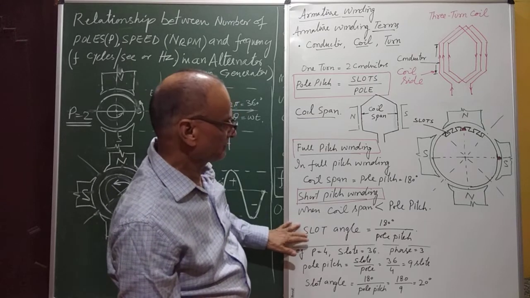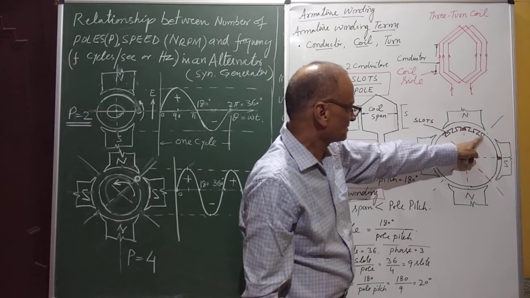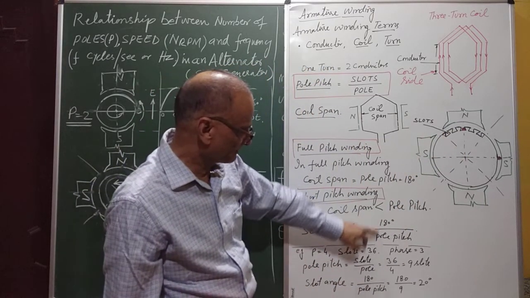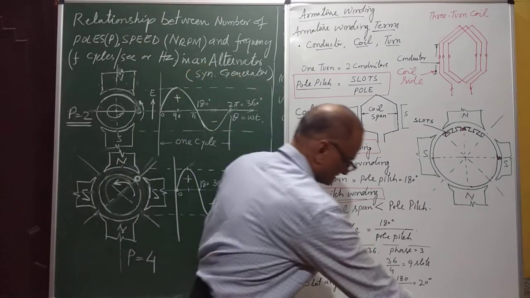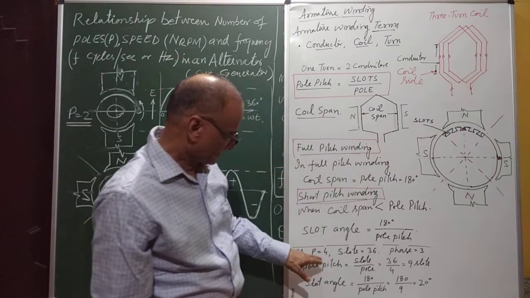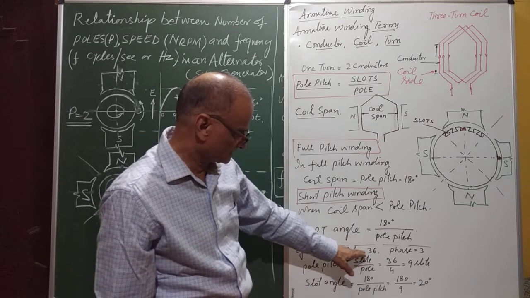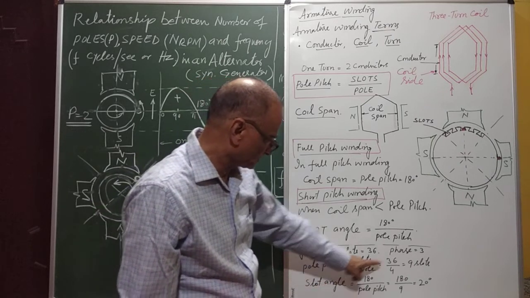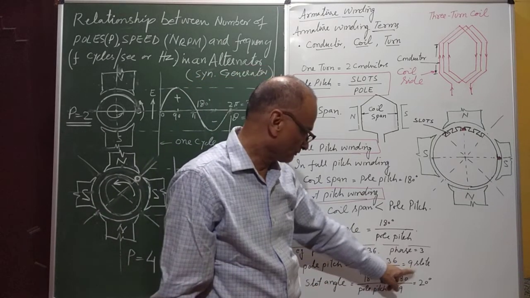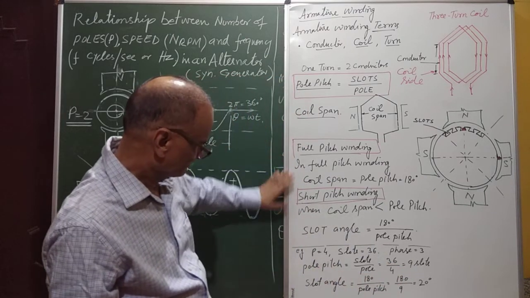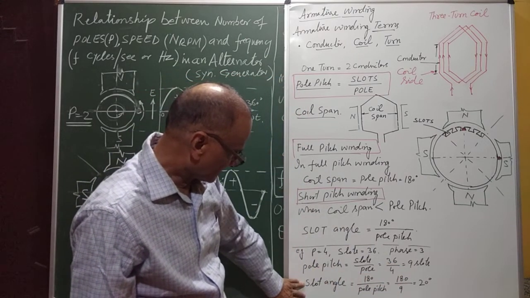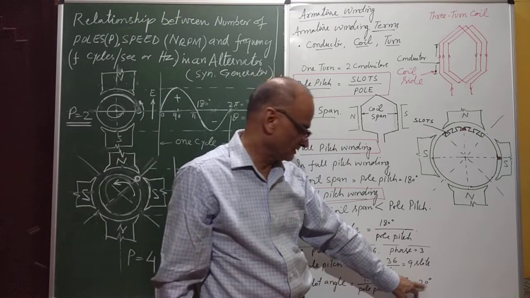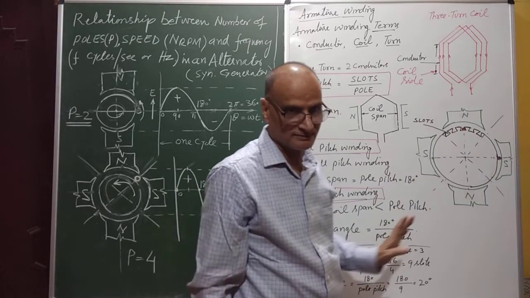Next is slot angle. These are slots. Every slot has a certain angle. Formula for slot angle is 180 degree divided by pole pitch. So this is the example. I have taken a 4 pole machine, slots 36, number of phases 3. So pole pitch is equal to slots per pole, which is 9 slots, and 1 pole is a full pitch coil. Slot angle is equal to 180 degree divided by pole pitch. So 180 divided by 9 is 20 degree.